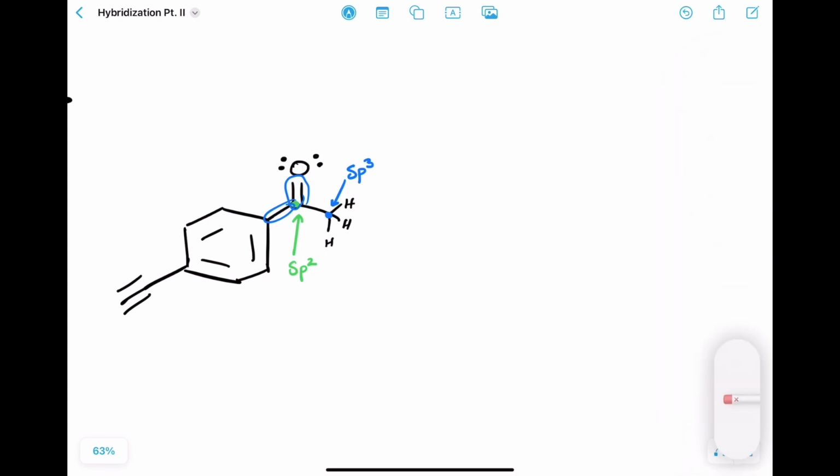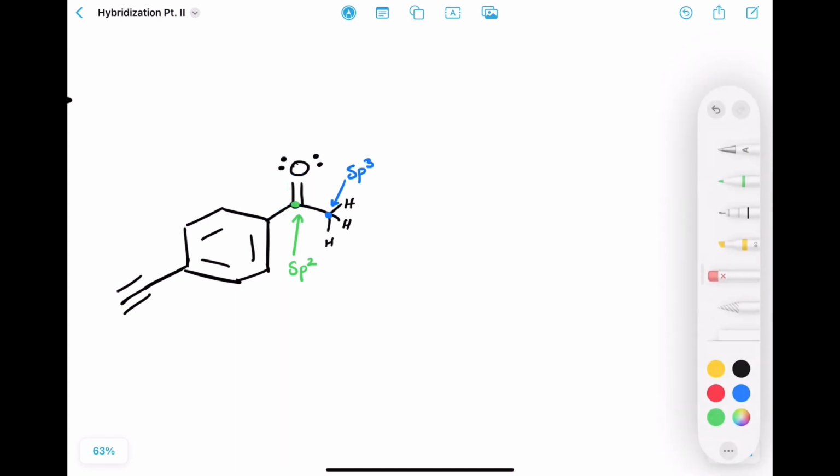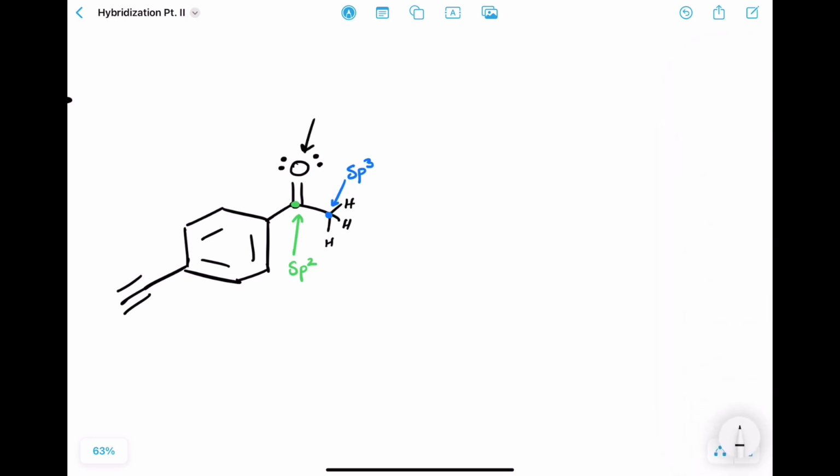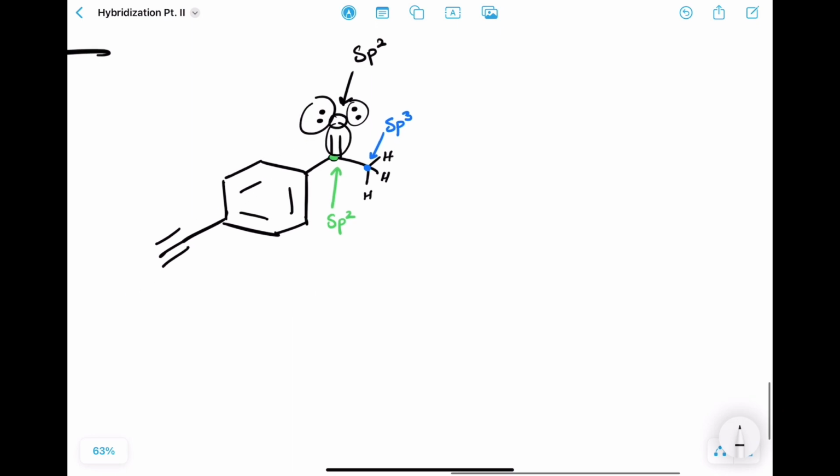Now let's look at oxygen. How many domains does it have? It has lone pairs. So this is one domain, that's another domain, that's a third domain. So 3 domains is going to be sp2. Let's take a look at this carbon. We have 1 domain, 2 domains, 3 domains. So it's going to also be sp2.